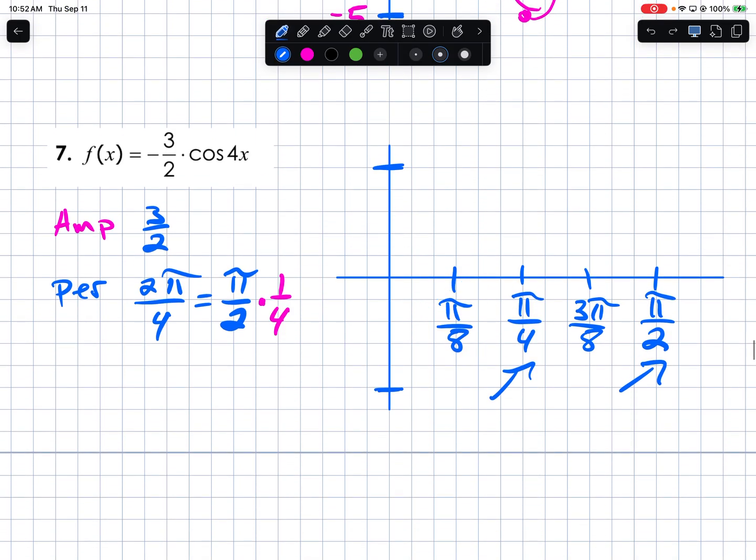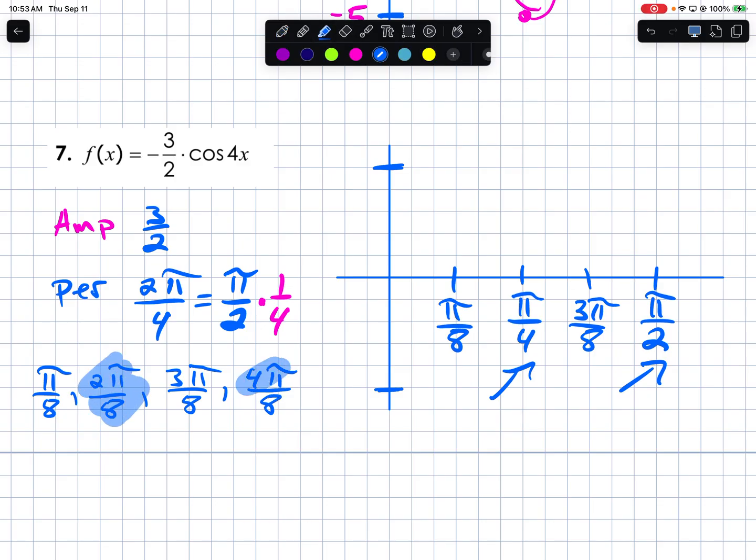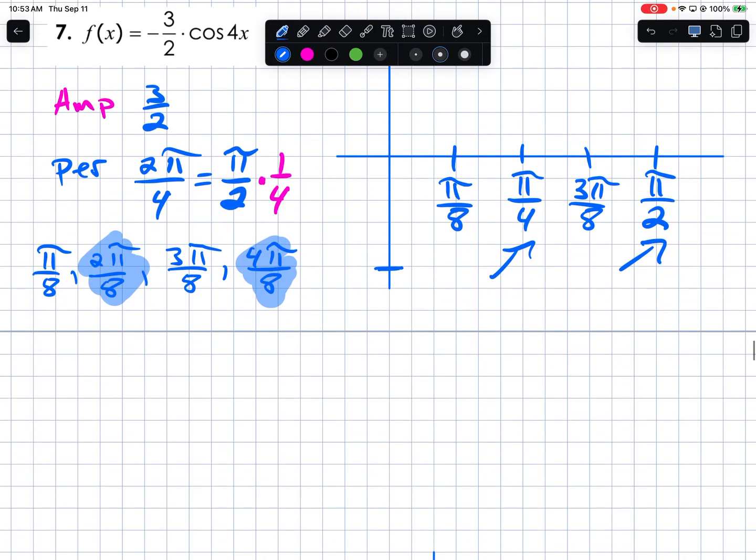So sometimes it's helpful because you get confused, right? Like I made some mistakes as I was doing this. You have pi over 8. Let's say you're not good at reducing fractions in your head. You can do 2 pi over 8, 3 pi over 8, and 4 pi over 8. And then you will always reduce the second and fourth one. Okay? So that reduces to pi over 4, which is why we got pi over 4 right here, right? And this one reduces to pi over 2, which is why we got the pi over 2 right there. Okay?